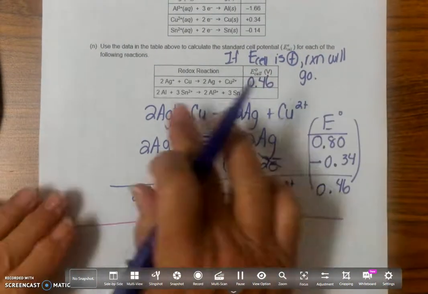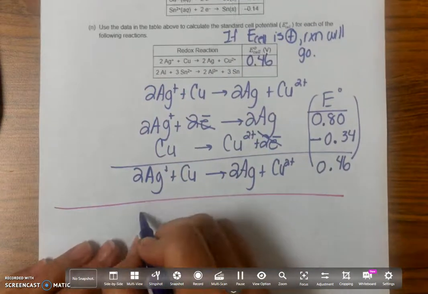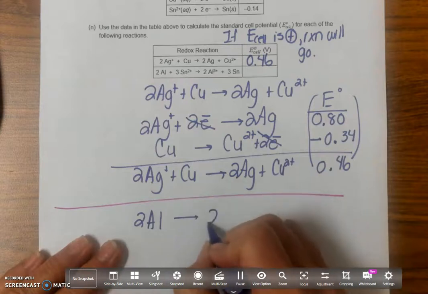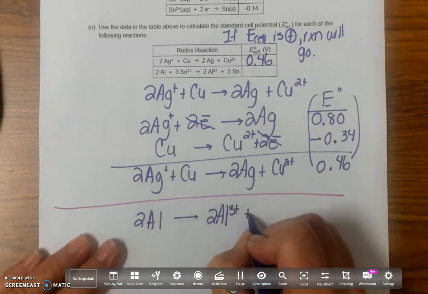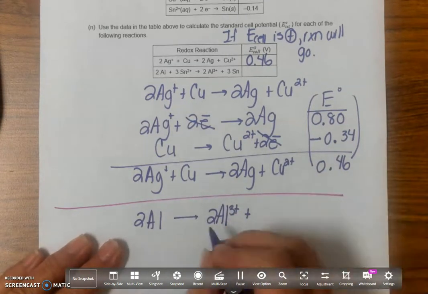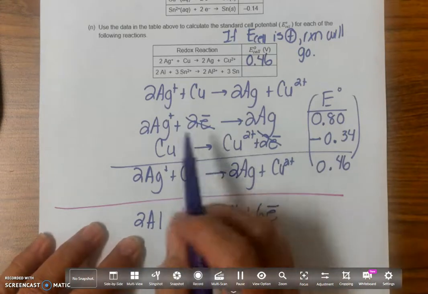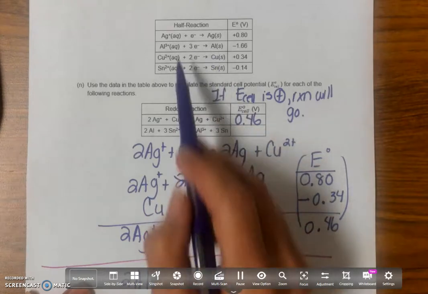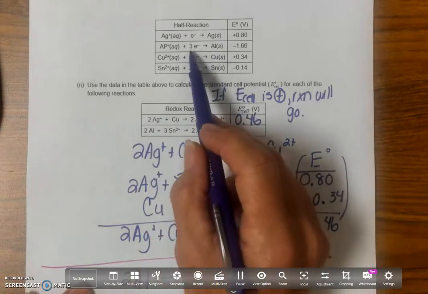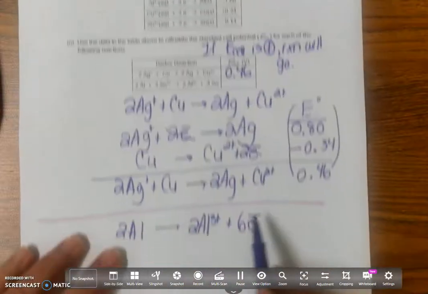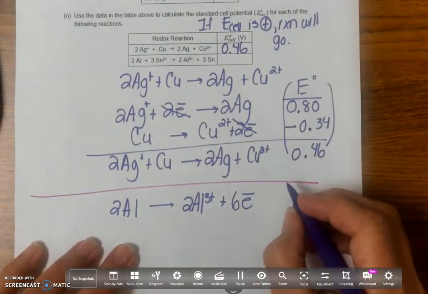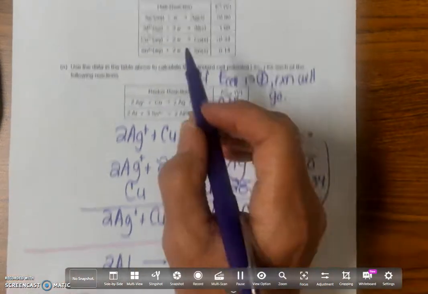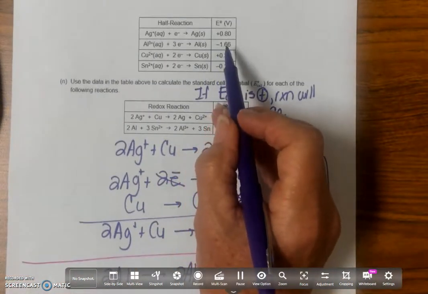Let's do the next one. I'm just going to pull this out. I've got 2 Al. Aluminum is going to 2 Al3+, in this case 6 electrons, because I'm taking this aluminum reaction and I'm multiplying it by 2. You can see it here. So if I have 3 electrons here, I've got to have 6 electrons, right? That equals a negative 1.66.